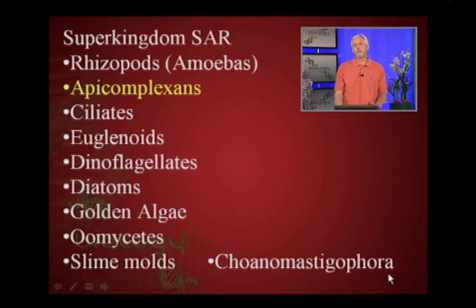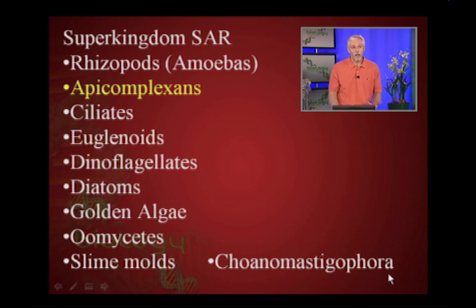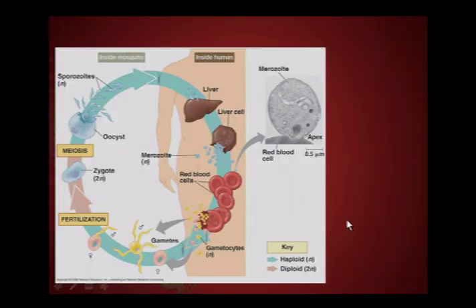Okay, another group of the SAR are the apicomplexans. And so the apicomplexans have at their tip a complex that helps them get inside of cells. So all of the apicomplexans are intracellular parasites, and they cause a number of different diseases. Probably the most famous disease that's caused by an apicomplexan is malaria. So malaria is an apicomplexan disease transmitted from person to person via the mosquito.